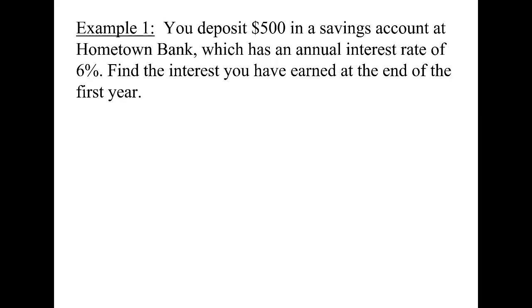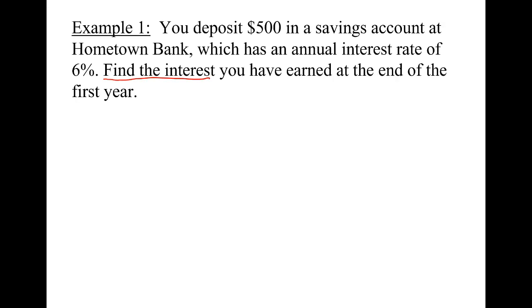Suppose you deposit $500 in a savings account at Hometown Bank, which has an annual interest rate of 6%. Find the interest you have earned at the end of the first year. Okay, so let's recognize that they've asked us to find the interest. So we're going to use our simple interest formula, I equals P times R times T, and let's just identify what each of these components are.